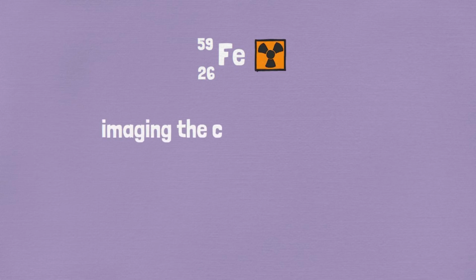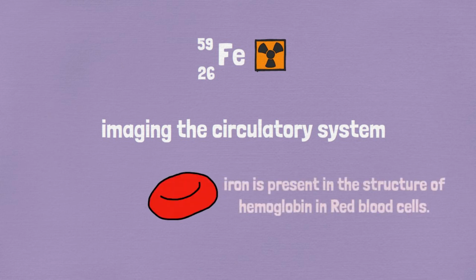Iron-59 is a radioisotope and is used in imaging the circulatory system because iron is present in the structure of hemoglobin.